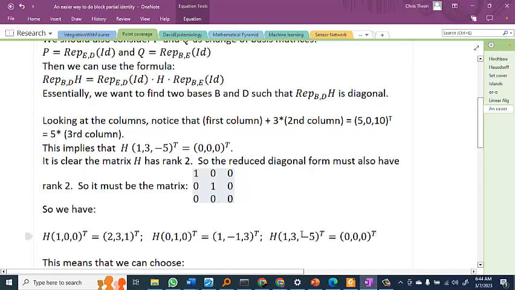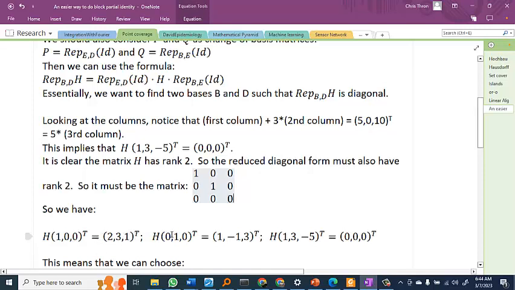So if I choose my basis D to have (2, 3, 1) as the first vector, that means it maps this vector to this vector. So the matrix transformation is basically the identity. If I have this as my basis vector B, and this is my basis vector D, then the matrix transformation is going to be the identity, right? 5 times this basis vector is going to map to 5 times this basis vector.